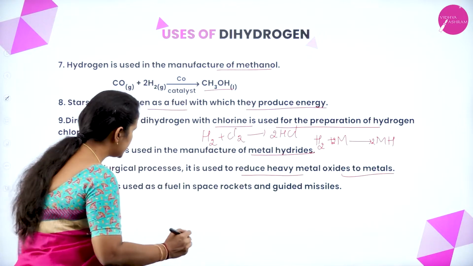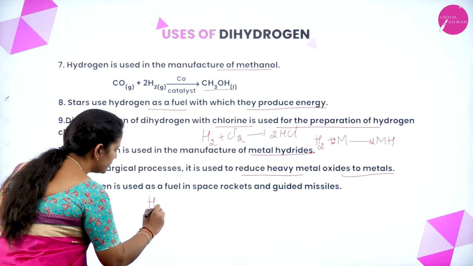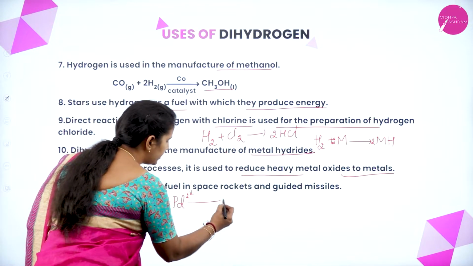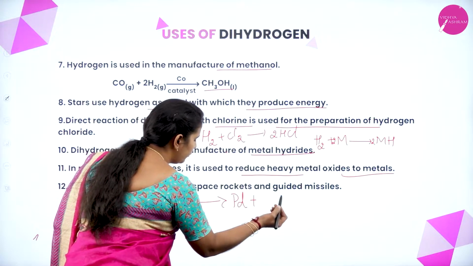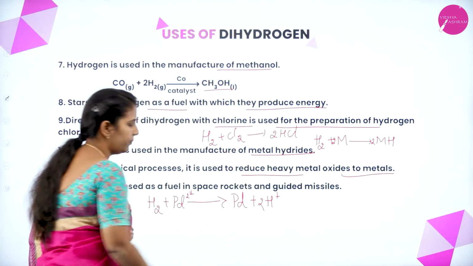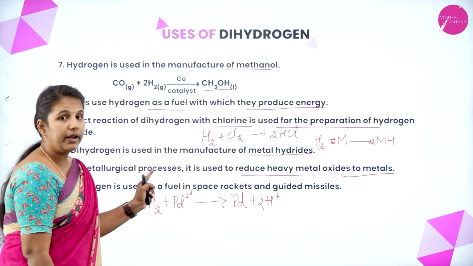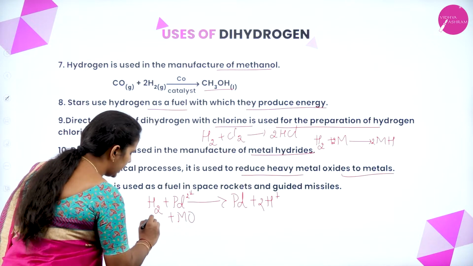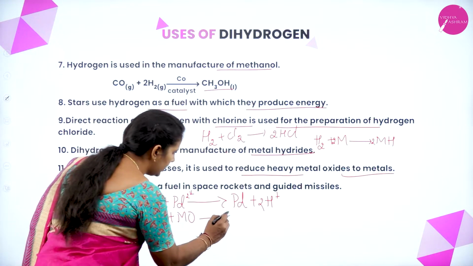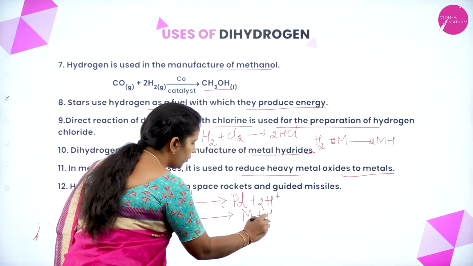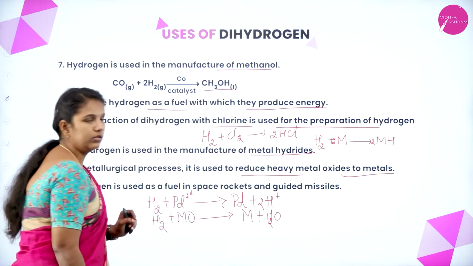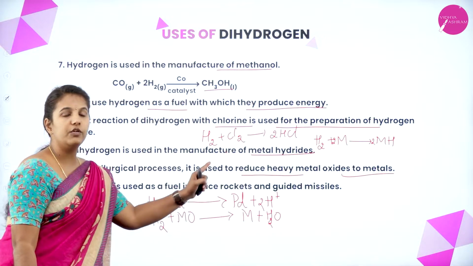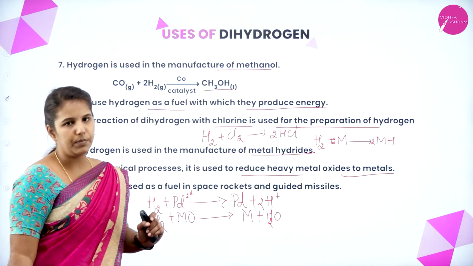Is it right? The best example I can write is dihydrogen reacting with palladium metal ion. It reduces the metal with the formation of H plus ion. Similarly, if metal oxide is there, when it reacts with dihydrogen, it forms what? Metal with the formation of water molecule. So during these processes also, we can use dihydrogen for reduction of metal oxide into metal.